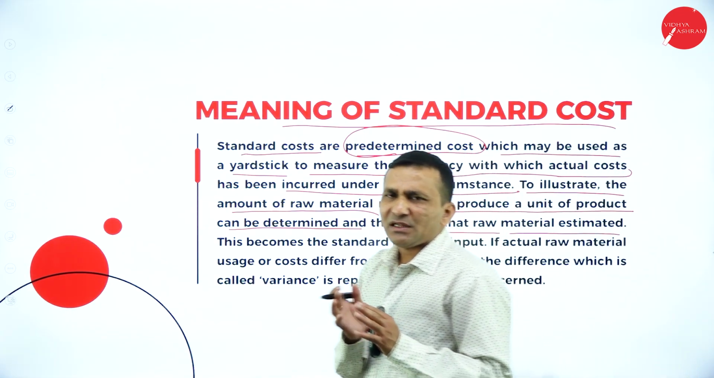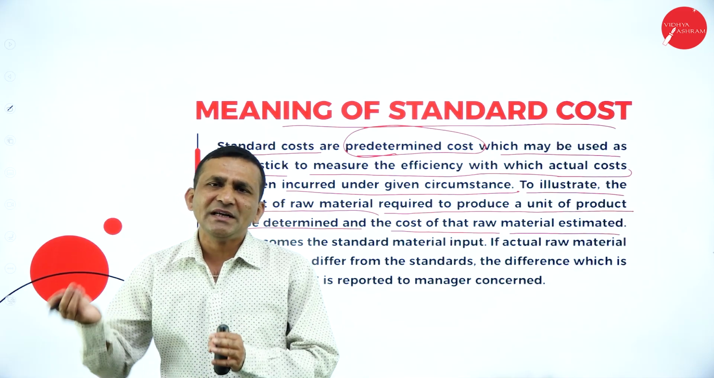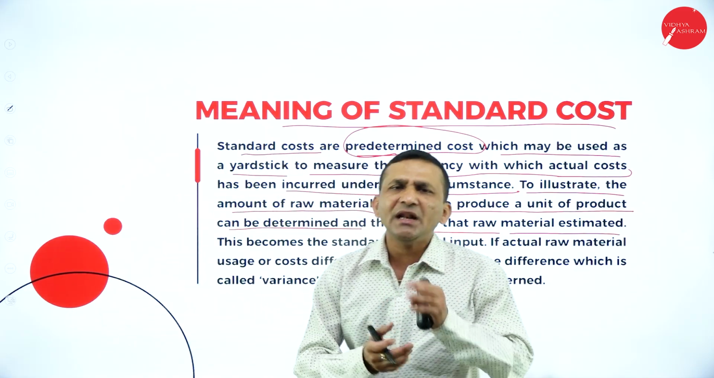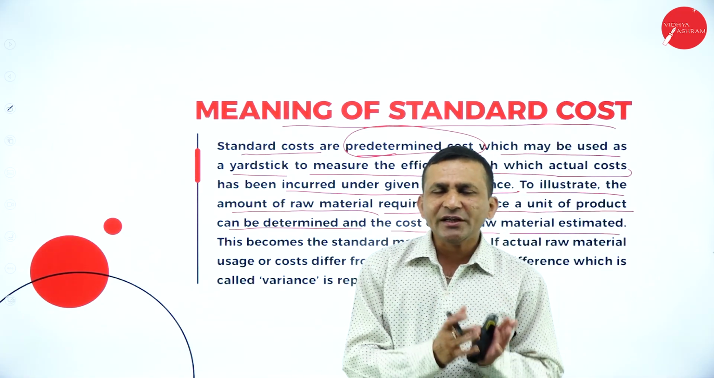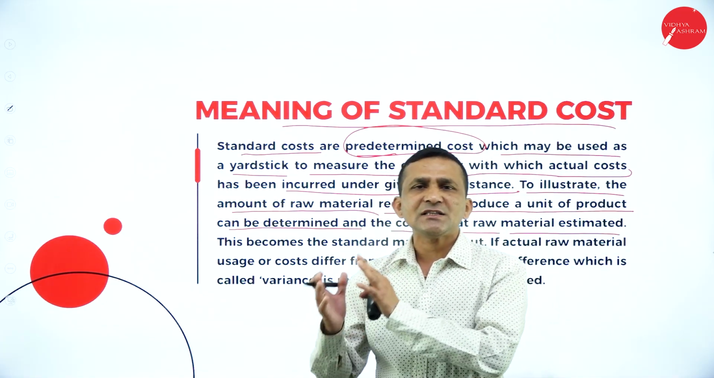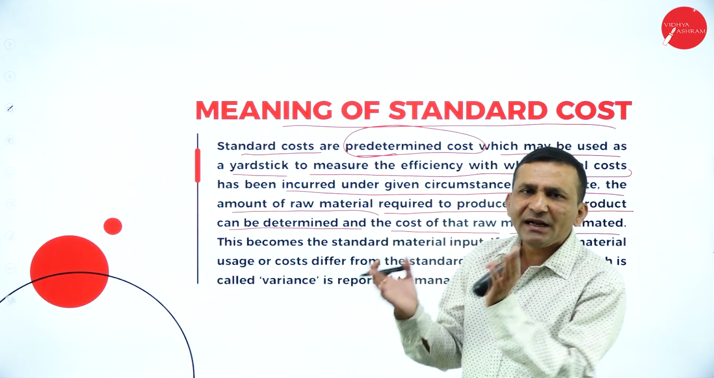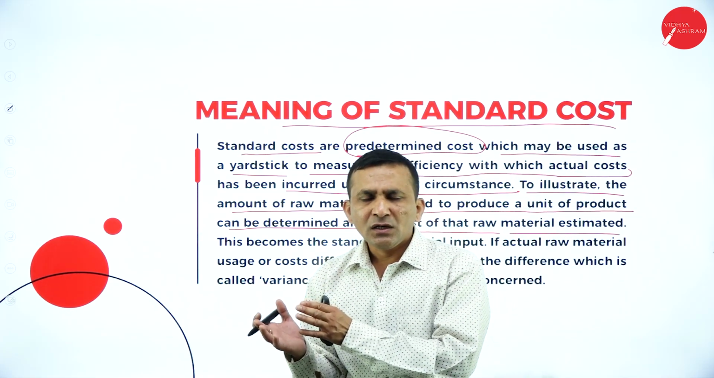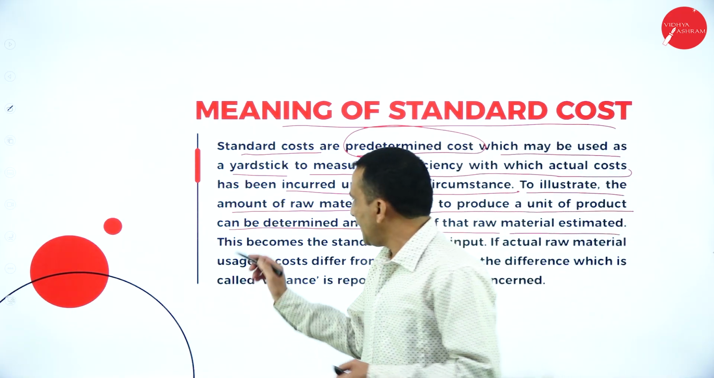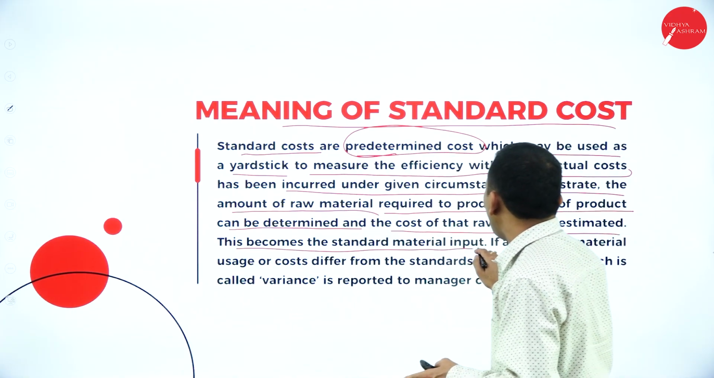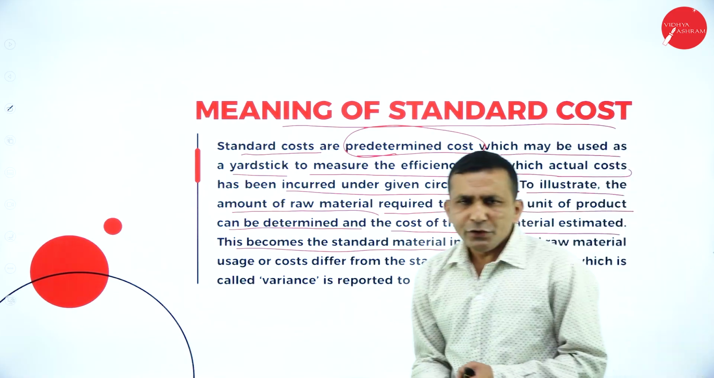So for example, for each unit of production, what materials are consumed, how many labors are required, and what other overheads are connected. Either you're talking about direct expense or indirect expense. Indirect expense is nothing but the overheads, right? Estimated, how much raw material is estimated. This is because of the standard material input. So what material you are using.